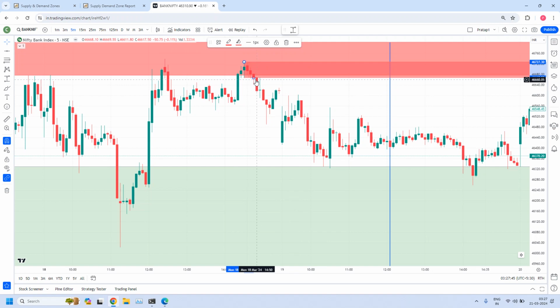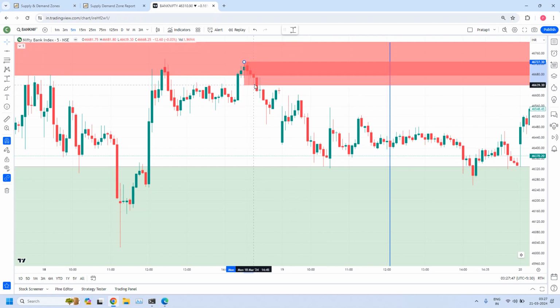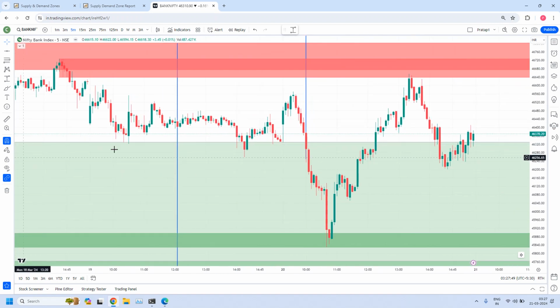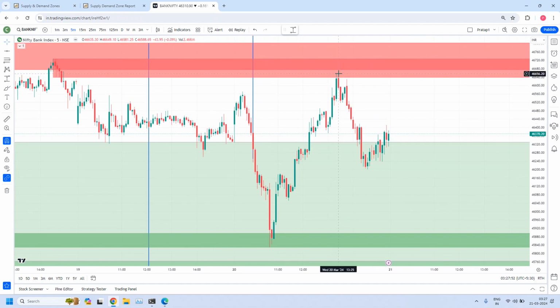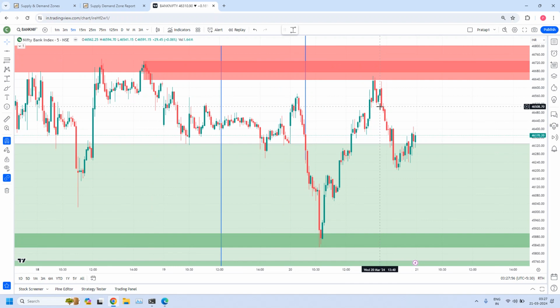Another supply zone. See, today price entered and reached it. After that, again it pushed. Even if you would not have drawn it, still you would have added some entry buffer. For taking your entry, you would have added some buffer, at least 0.1%. 0.1% of 46,000 means around 46 points before the trade you would have taken. That way also your trade would have been executed.